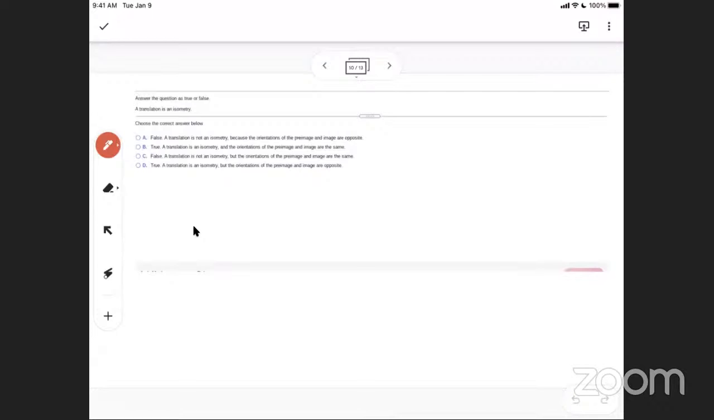All right. A translation is an isometry. False. A translation is not an isometry. What's an isometry? I've never heard of this. An isometry? Do you have a definition for that? It's a new word to me.